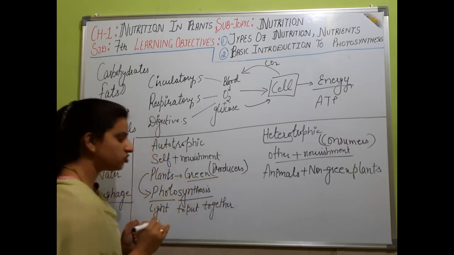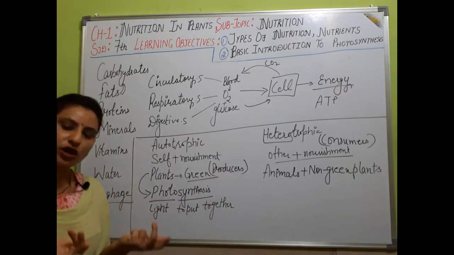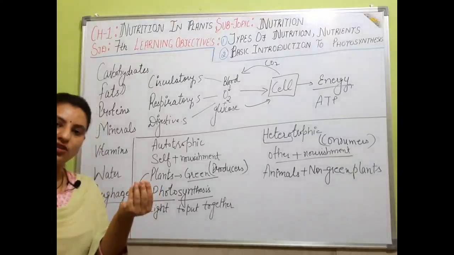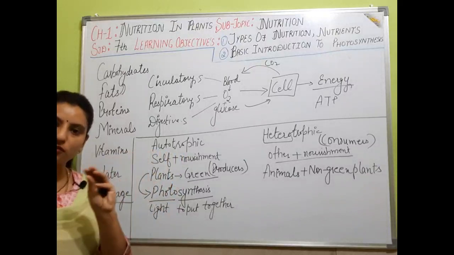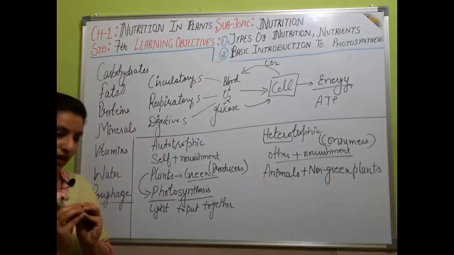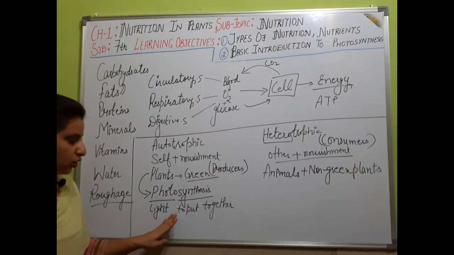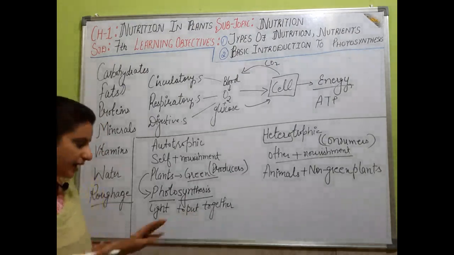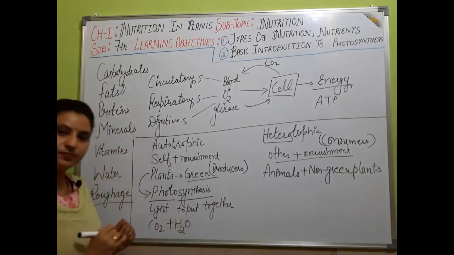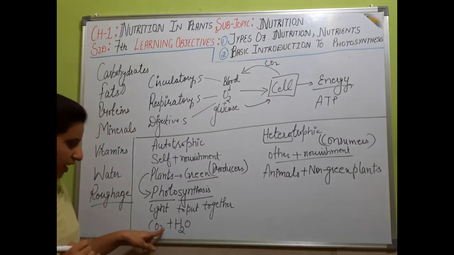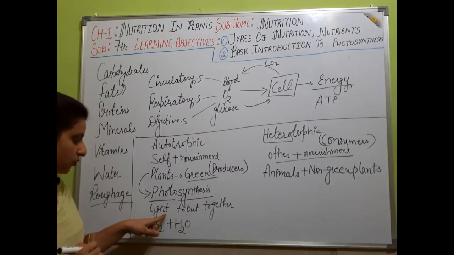Now here the question is, what is being put together? If we have to put together, then we have to bring two different things. So in presence of light, two different things are put together, and they are carbon dioxide plus water. So carbon dioxide and water in presence of light.